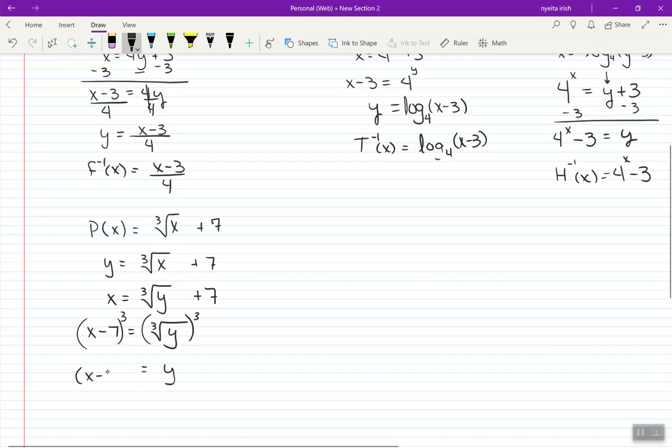I have x minus 7 cubed. We're going to leave it like this. I'm not going to write out x minus 7 3 times and then FOIL. But your final step is rewrite it in formal notation. P inverse of x equals x minus 7 raised to the 3rd.